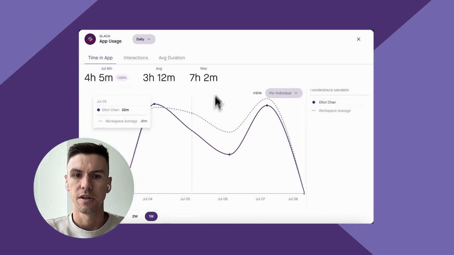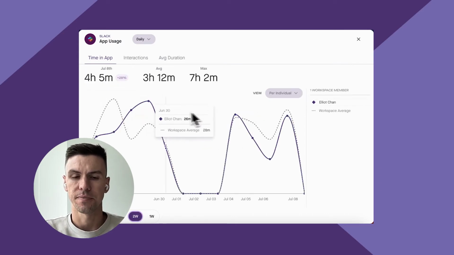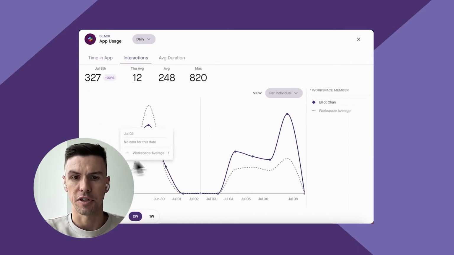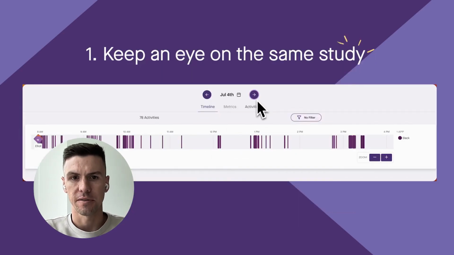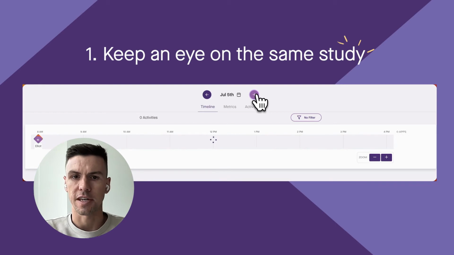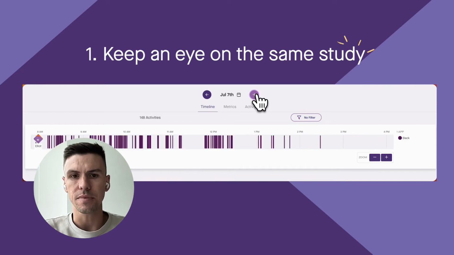So what next? Optimizing your workday is a work in progress, so there's always something to study. After your first experiment, here is what you can do. Number 1, you can keep an eye on the same study. While a lot can be learned from 1 week of data, having more data points will give you a better understanding of whether the change really helped you reduce distractions in Slack.